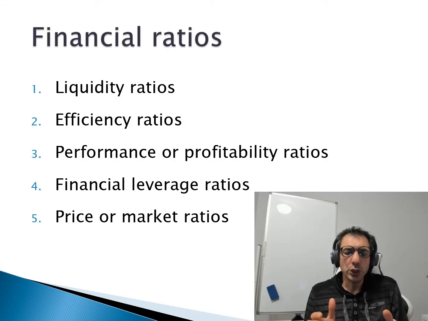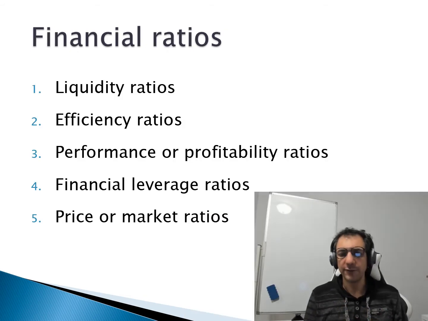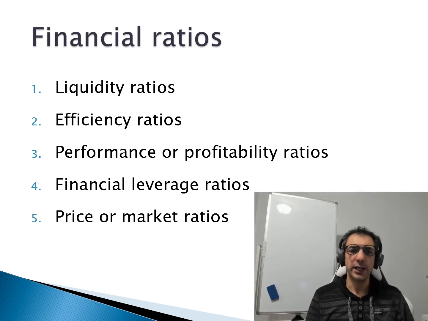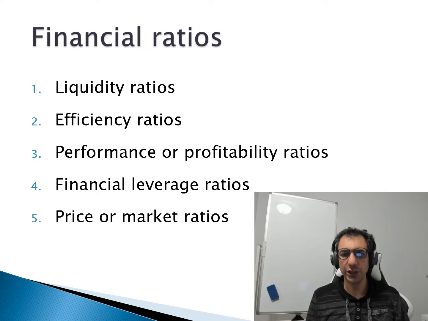What we can do is classify financial ratios into five major categories. This is my own way of describing the financial ratios. Again, you might find different categories or classifications. The first one, liquidity ratios. Second, efficiency, performance or profitability ratios, then financial leverage ratios, and price or market ratios.